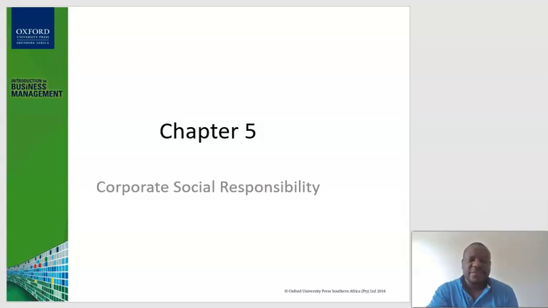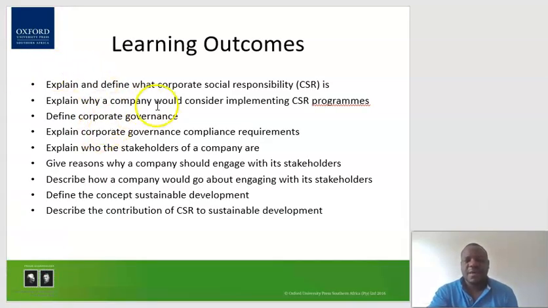So by the end of this chapter, you should at least be able to define what corporate social responsibility is, to explain why a company should consider corporate social responsibility programs. You should also be in a position to define corporate governance and explain corporate governance compliance requirements.